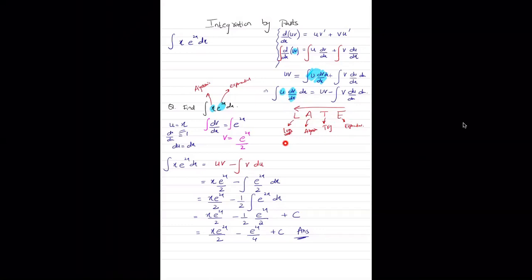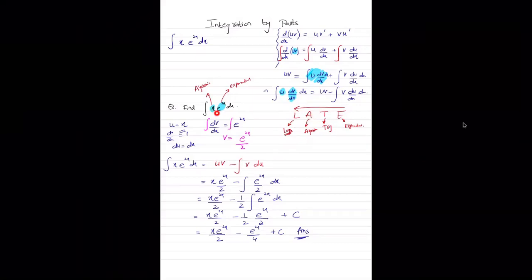L stands for the logarithmic functions. Now, this logarithmic function will also involve the ln function. A stands for algebraic functions. T stands for trig functions. E stands for exponential functions. And the first letter, the first type of function, is going to be given more preference. So if you have two functions, log and algebraic, the log function is going to be u. If you have algebraic and exponential functions, the algebraic function is going to be u.